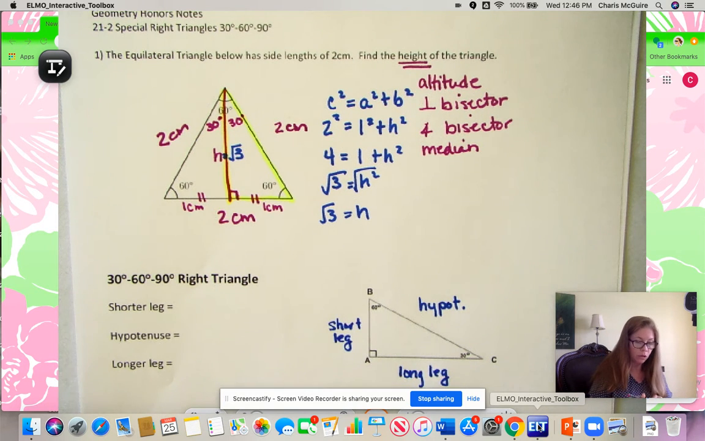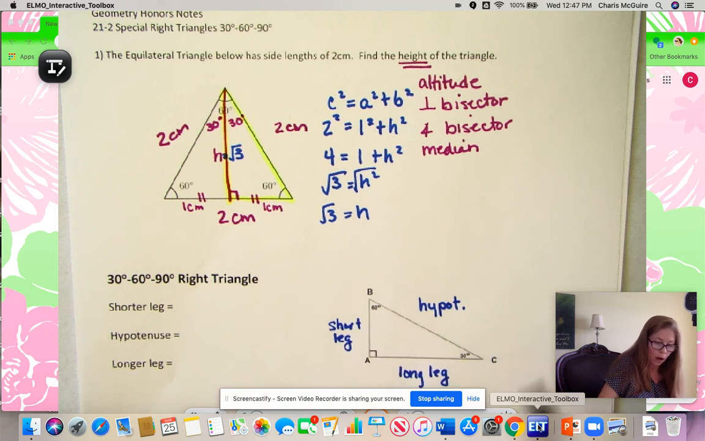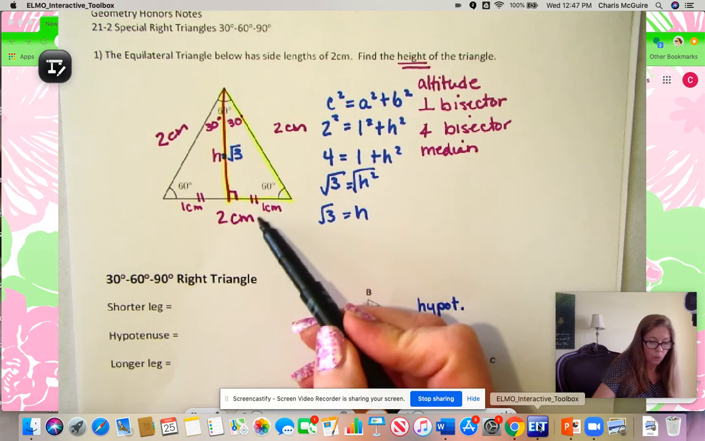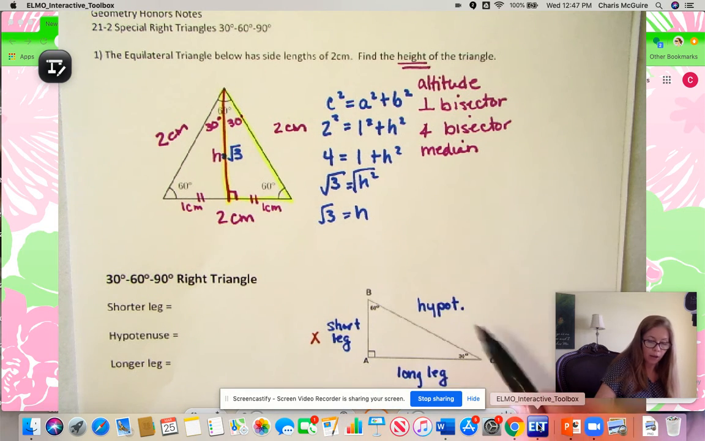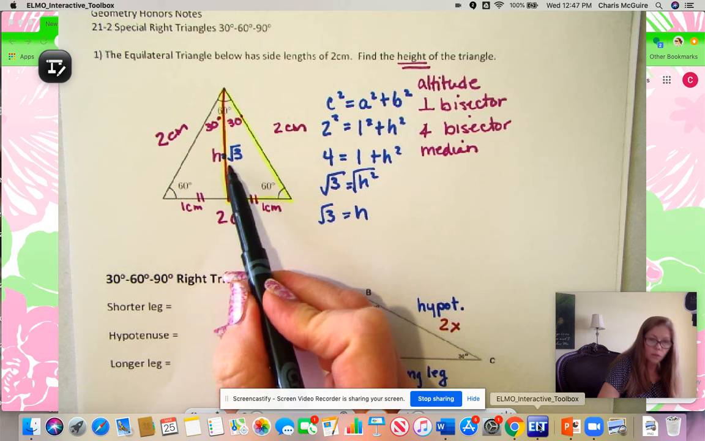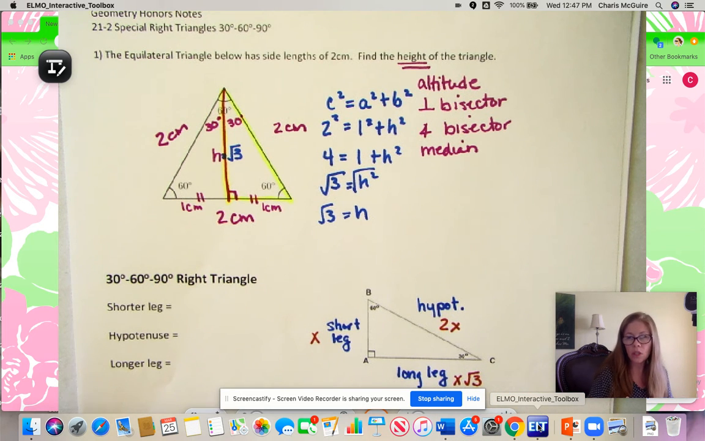Everything that we do is going to be easiest if we start with the shorter leg, or the shorter side. And that's going to be where we do our X from. In this triangle up here, it's 1. So we're going to call it X. And then the hypotenuse, if this is 1 and this is 2, our hypotenuse is twice the length of that shorter leg. And then our longer leg, if this is 1 and this is the square root of 3, our longer leg is the short leg times the square root of 3. And so this is the relationship that we're going to look at.